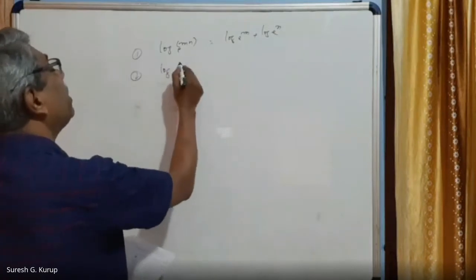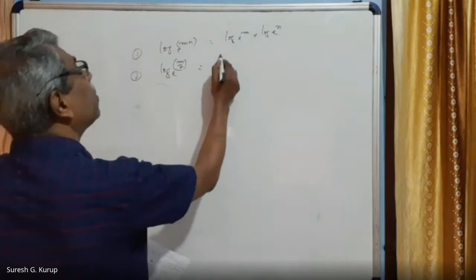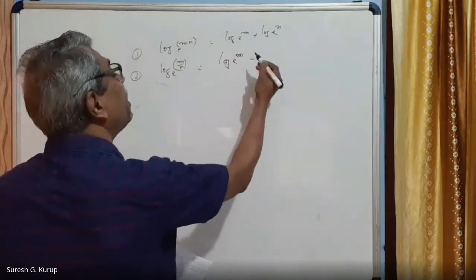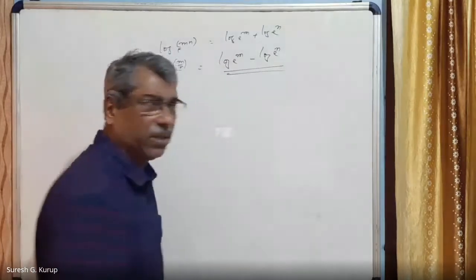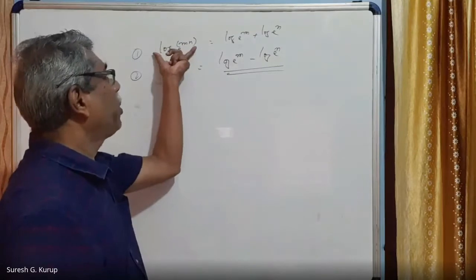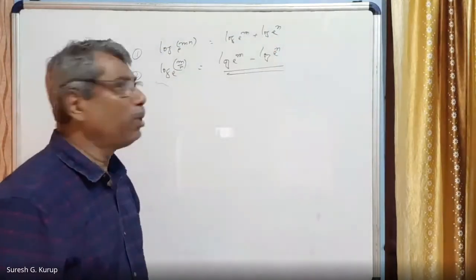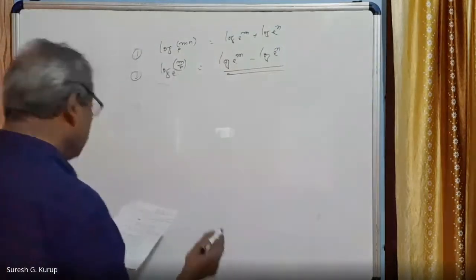Suppose log m by n to the base e is equal to log m to the base e minus log n to the base e. This is subtracted. So the logarithm of a product is equal to the addition of each quantity, and this one is subtraction. Next is power calculation we will do.